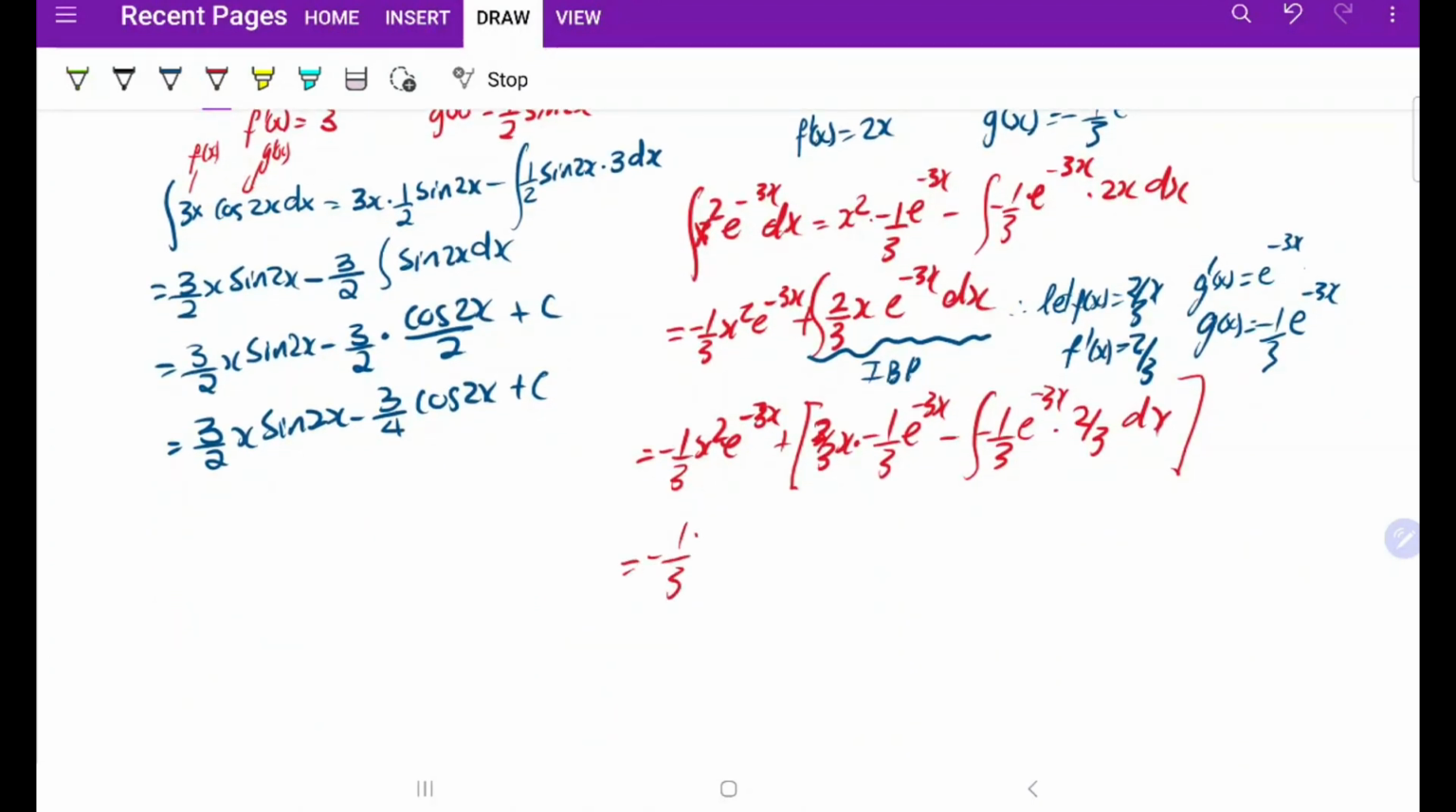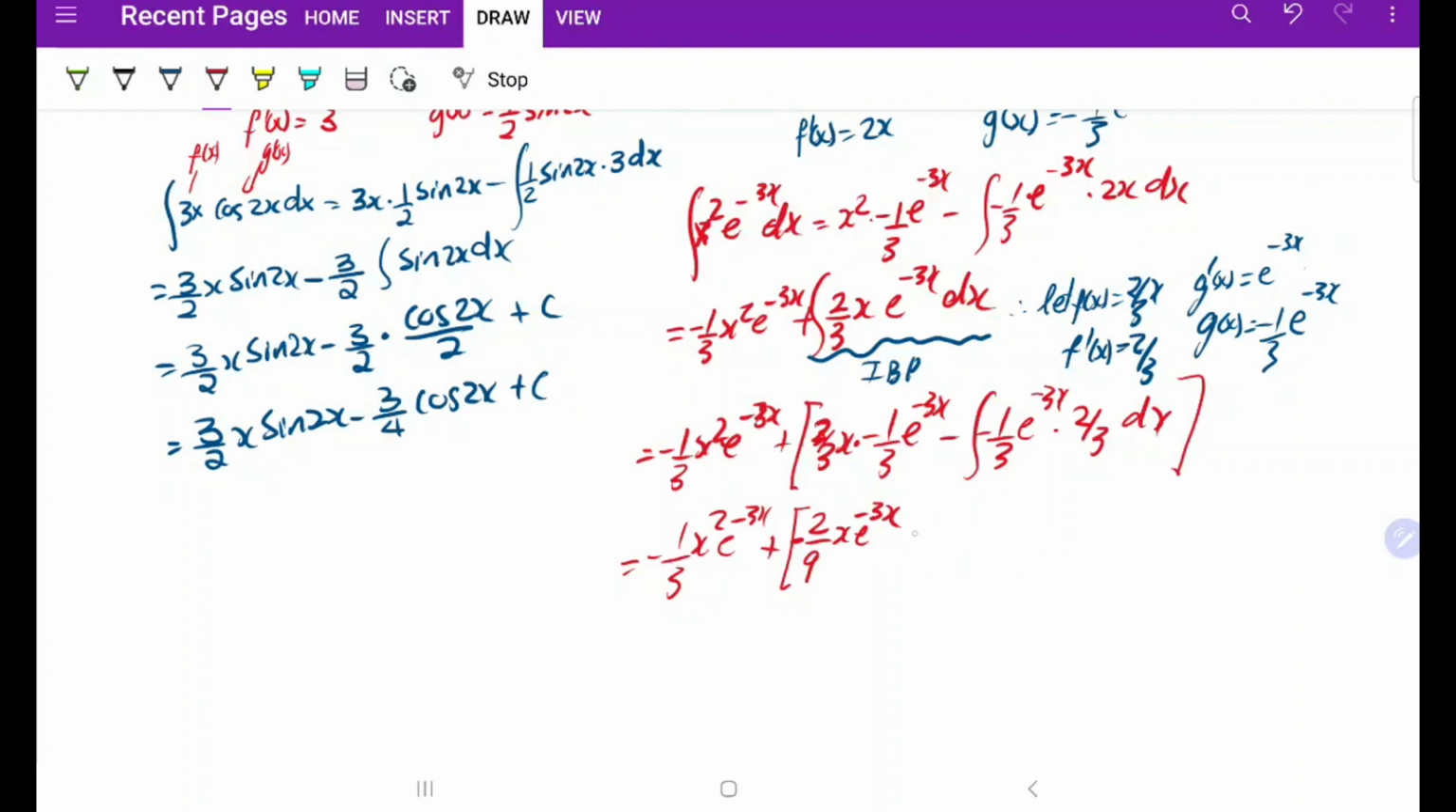This becomes minus 1 over 3 x squared e to the minus 3x. I think you'll only get a question like this if the examiner is trying to be very mean to you guys. I don't know why the examiner would do that, but it is doing integration by parts twice, so maybe the question is not necessarily more or less difficult. But it is quite a beautiful question to do.